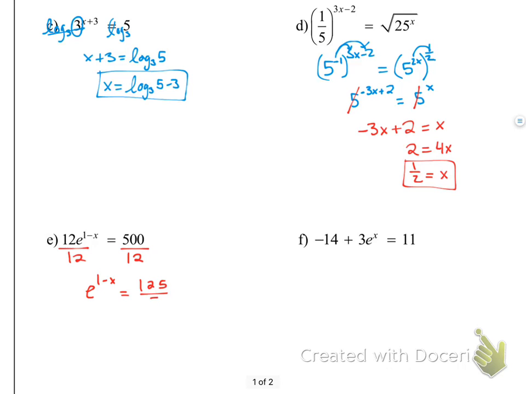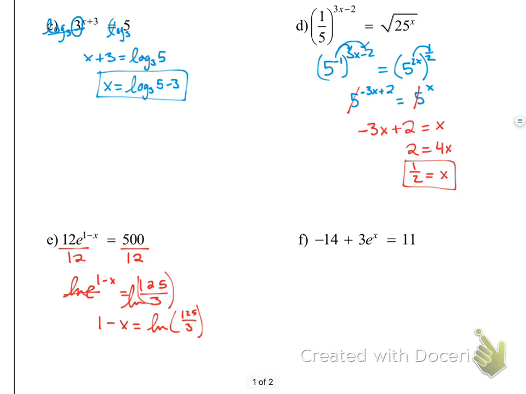125 over 3. Now, the way that we're going to get rid of e is the same way we got rid of 3 in part C. We're going to use the log. We're going to use log base e. Well, log base e is the same thing as a natural log. So we're actually taking the natural log of both sides. That cancels, and 1 minus x equals the natural log of 125 over 3.